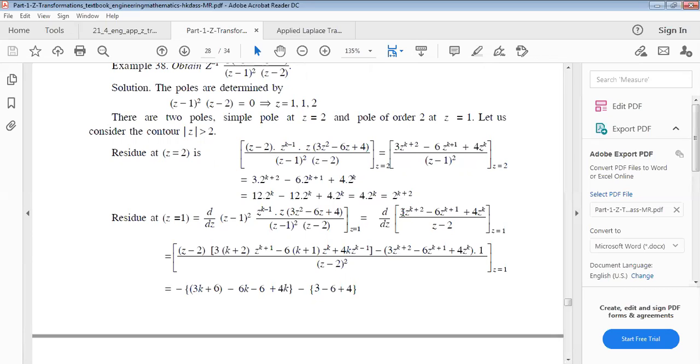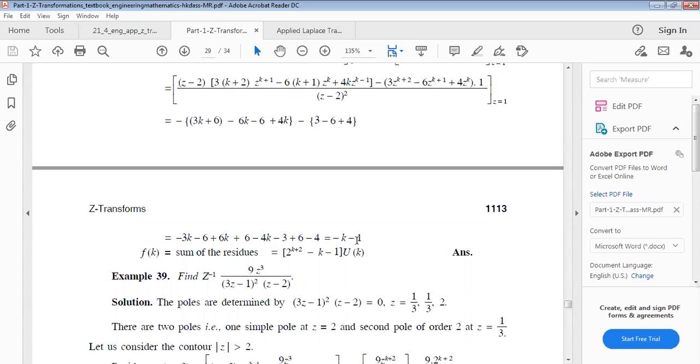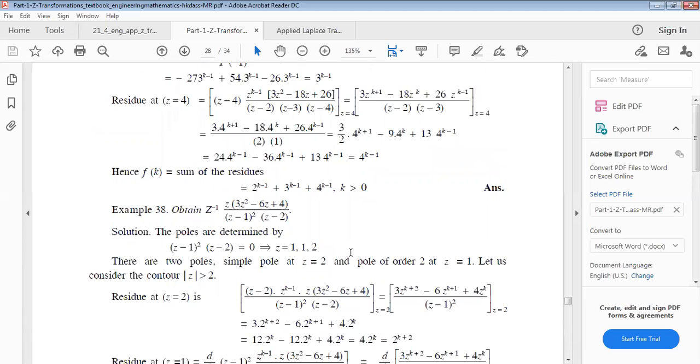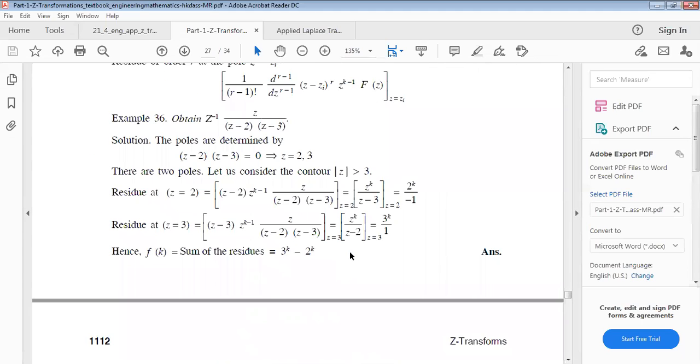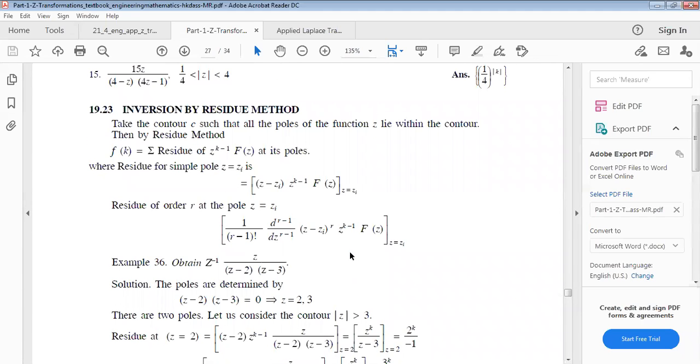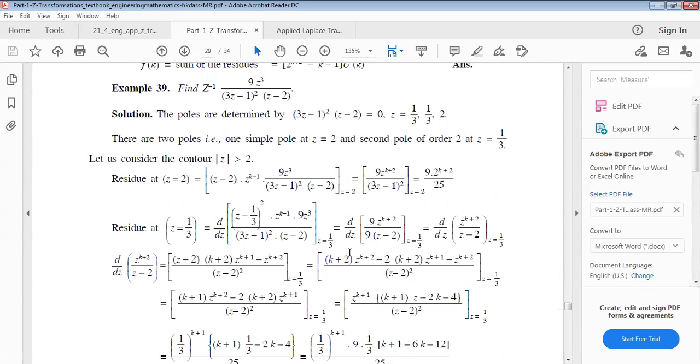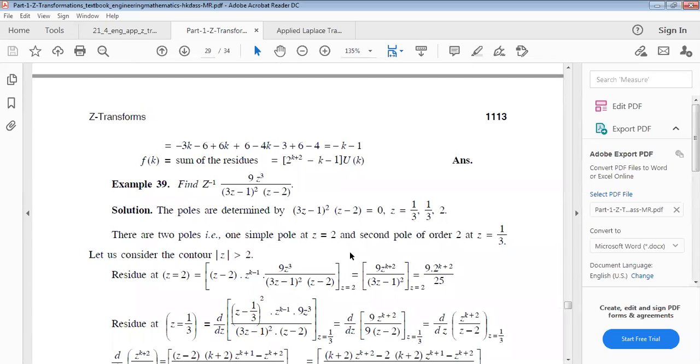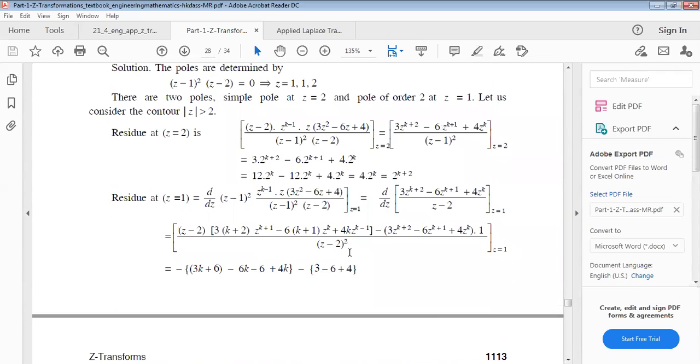Z to the power k plus 2, x to the power n formula, right? n into x to the power n plus 1, right? It looks like this. Just after taking the first derivative, evaluate at z equals 1. Now putting z equals 1 here, we get the value. Understand? The sum of the residues will be 2 to the power k plus 1 minus k plus 1.